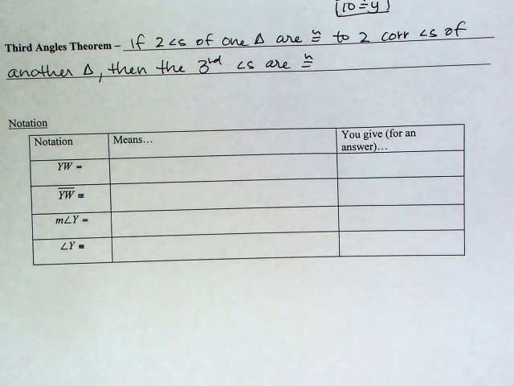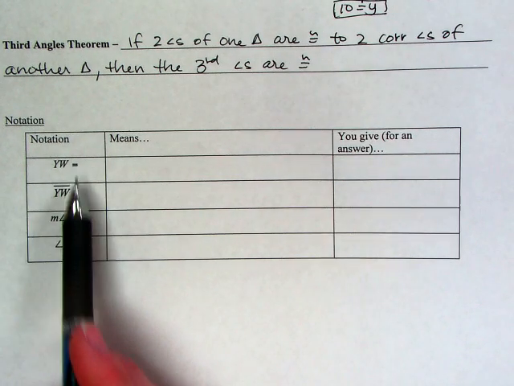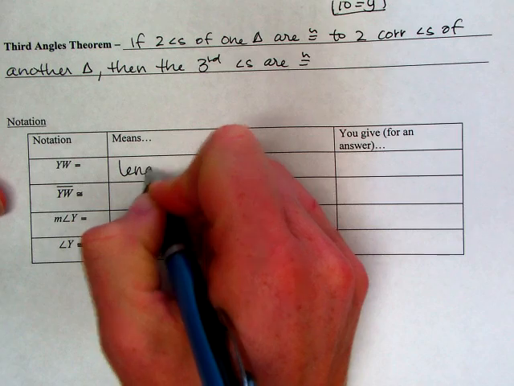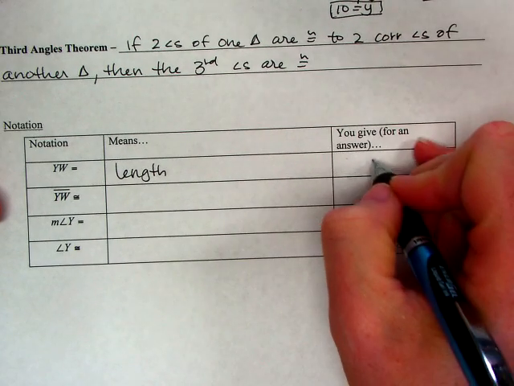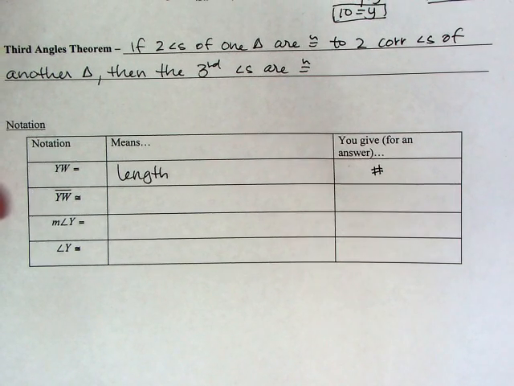Here's just some notation we're going to walk through and what it means so that when we get to proof you can kind of tell the difference. The first one has a YW and there's no notation above it, so it's different than this guy right here. Also different is it has an equal sign, not a congruent sign. So if you see that, it means length, and it means that you're going to be giving me a number for an answer. It means I want to know actually how long that side is.